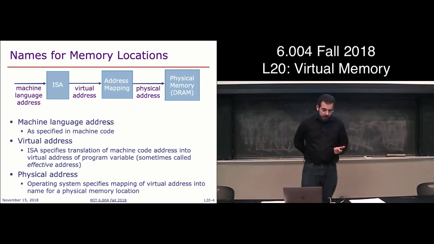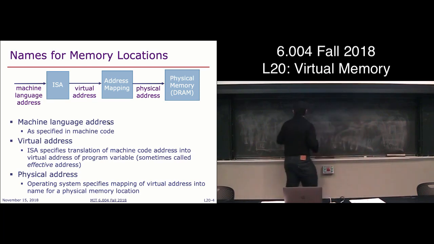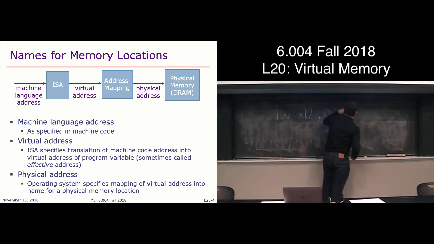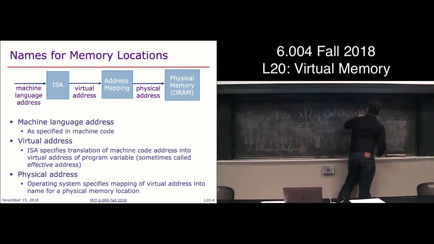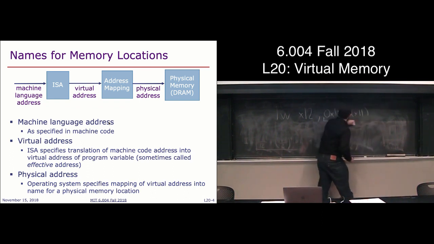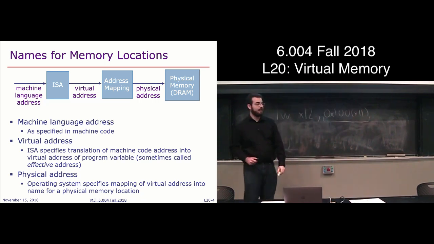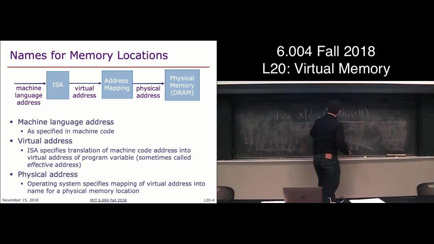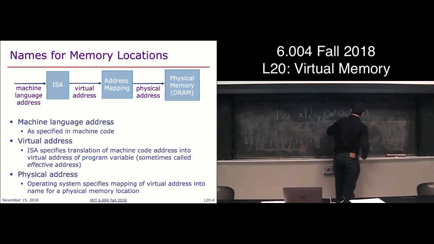But just for generality, let's begin with the machine language address, right? So what does a machine language address mean? If you write load word, let's say x12, 0x100(x11), this is the machine language address, right? This is what you write in assembly.